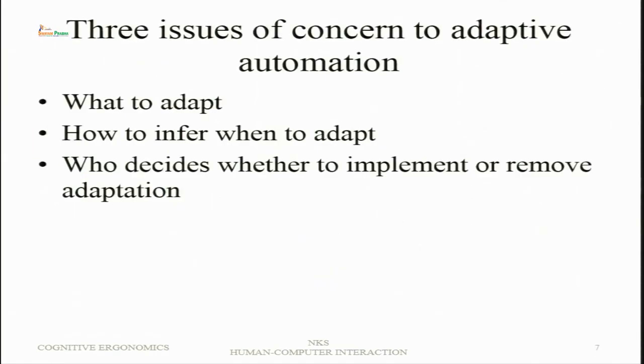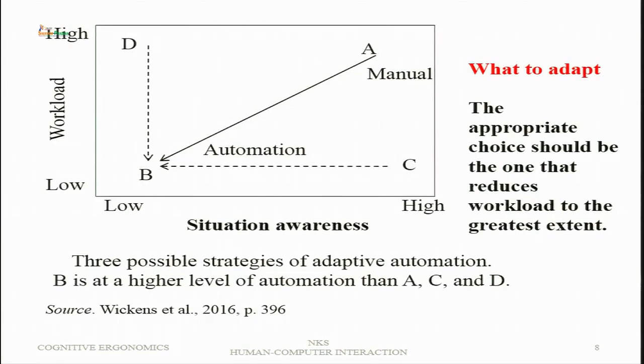Now, three issues are of major concern to adaptive automation. One is what to adapt. Other is how to infer when to adapt. And third is who decides whether to implement or remove adaptation. So we can look at some situations like D and C and A in a situation where B represents automation. So B is a point in this space comprising workload and situation awareness on the two independent dimensions.